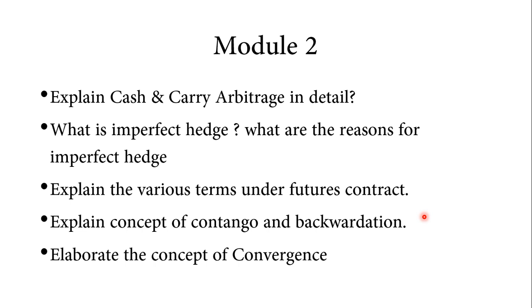Next, under module 2, first is explain cash and carry arbitrage in detail. Second, what is imperfect hedge and what are the reasons for imperfect hedge. Next is what are the various terms under futures contracts. Next is explain the concept of contango and backwardation, very important. And lastly, elaborate the concept of convergence. Again, very important topics under module 2. You all can go through it once.